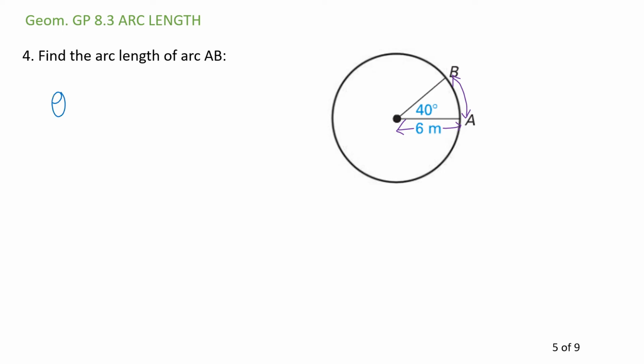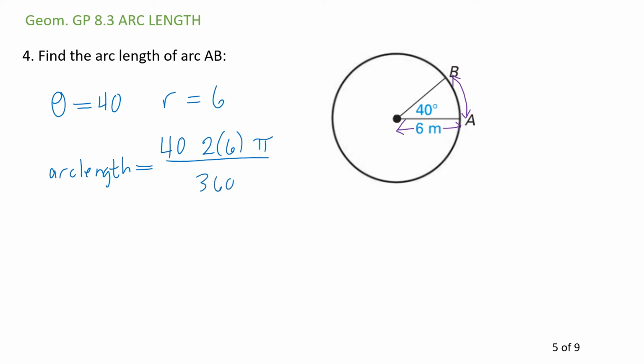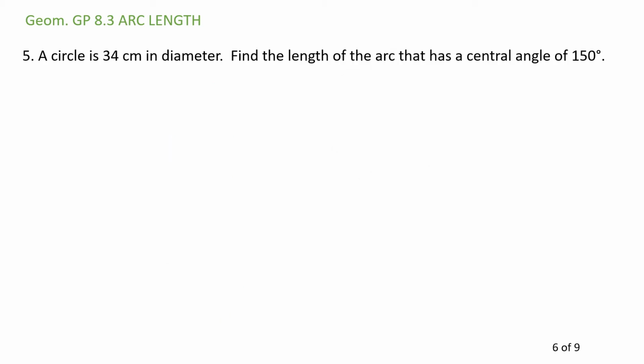I need the central angle, and I need the radius. It's equal to the central angle times 2r times pi, all of that over 360. The 360, of course, comes from the number of degrees. This is 4/3 pi, which is 4.2 meters. I'm going to put the box around that. And again, it seems reasonable. I thought it was going to be less than 6.